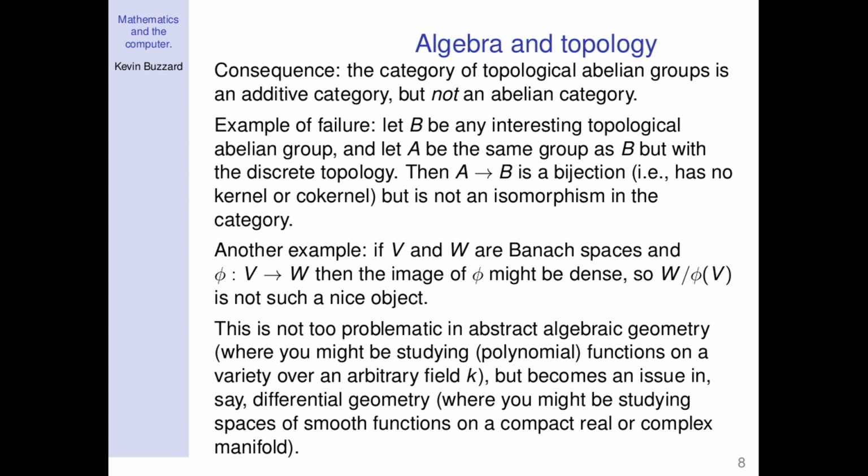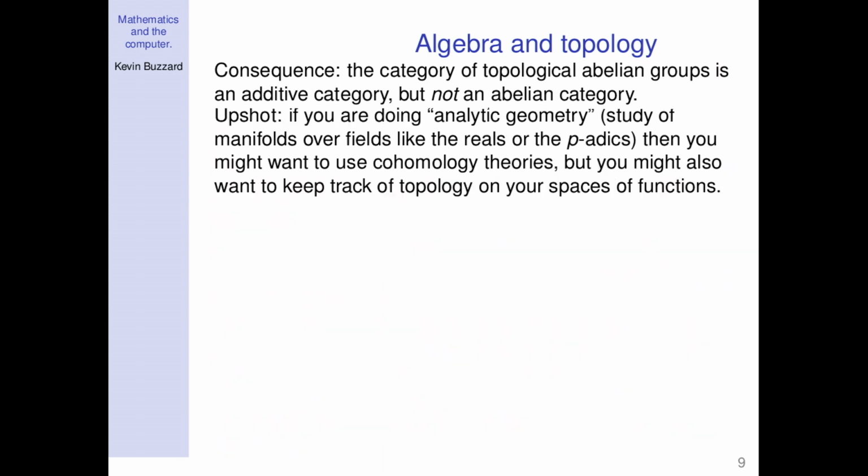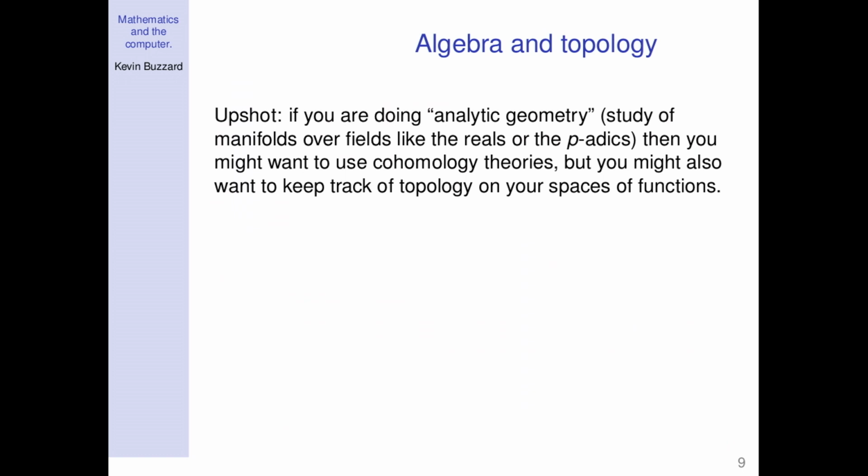And K probably doesn't have a topology in algebraic geometry. But when you're doing differential geometry, you might be working over the real or the complex numbers, and now suddenly your base object has got a topology, and your spaces of functions have also got a very natural topology as well. And you start running into these issues.